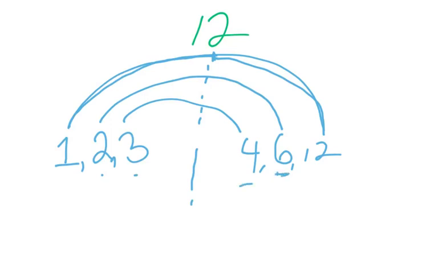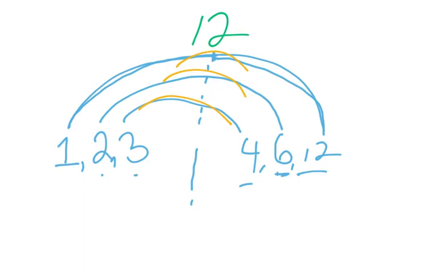5 is not a factor. 6 is another factor. 7, no. 8, no. 9, no. 10, no. 11, no. 12, yes. I don't want to repeat again and again because that just makes more work for myself. If I have them listed once, that's enough. They are distinct factors. So this would be my final factor rainbow. With 3 arcs, that means 3 factor pairs, 1, 2, 3, for the composite number 12.